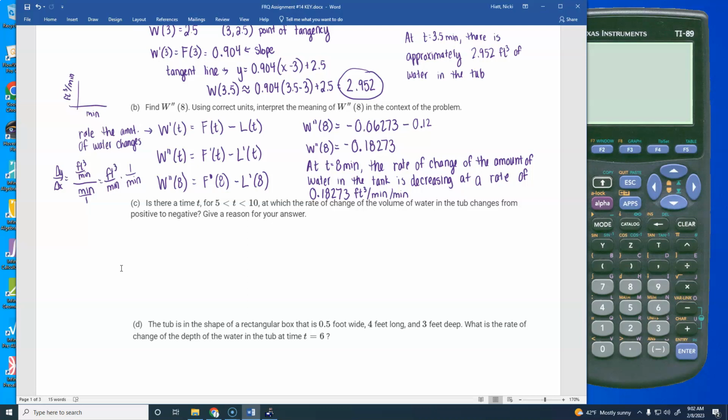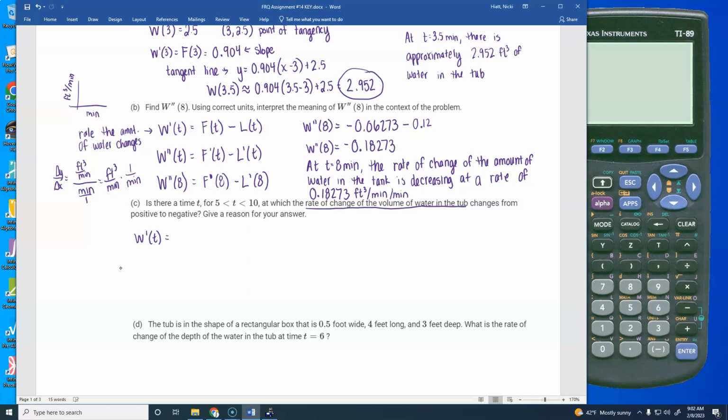Rate of change changes from positive to negative. I don't think we need that here. So it's asking us about the rate of change of volume of water in the tub. The rate of change of the volume of water in the tub is W prime of T. Right? It's the rate, because W gives us the amount of water in the tub, so W prime is the rate of change of the amount of water in the tub.